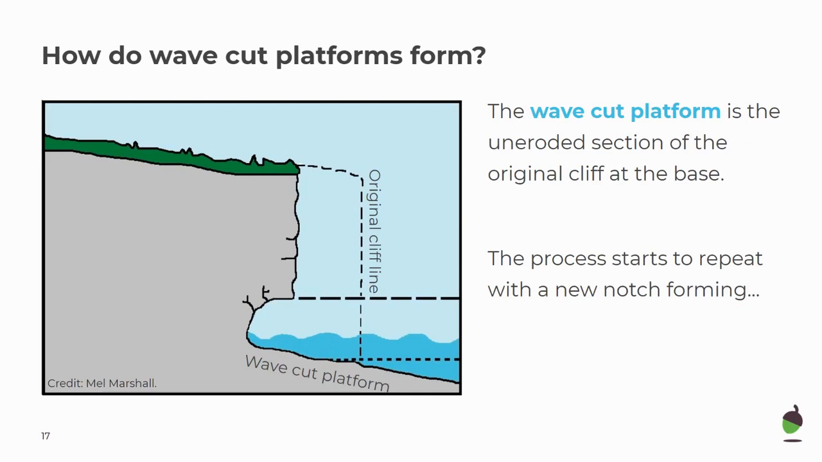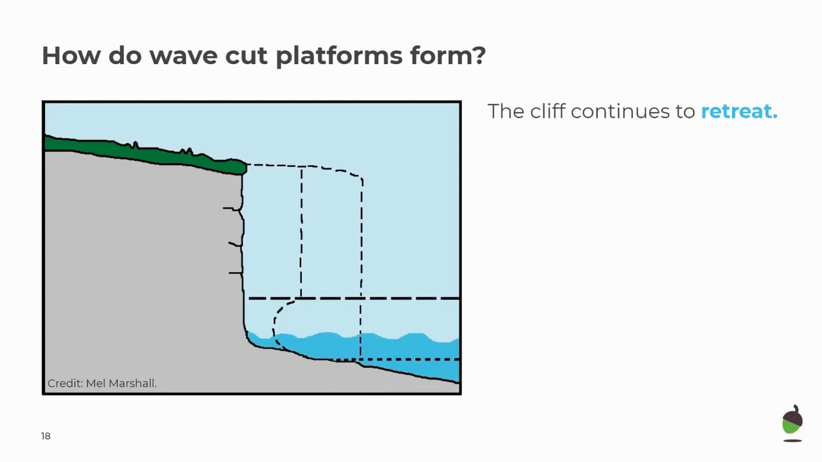The wave-cut platform is the uneroded section of the original cliff at the base. So if you see right at the bottom of the diagram, that used to be the cliff, but the cliff above it has eroded or fallen into the sea, but that wave-cut platform is the bit of cliff that is still left intact. But the process is going to start to repeat again now, and we will have a new notch forming. Cliff's going to retreat and retreat and retreat.